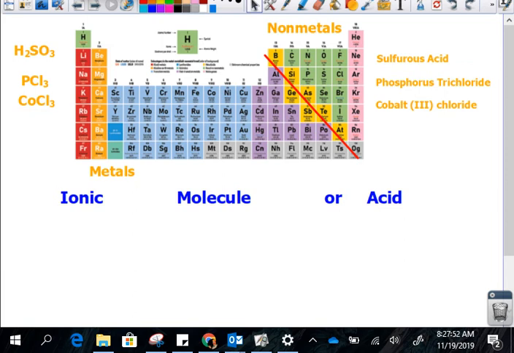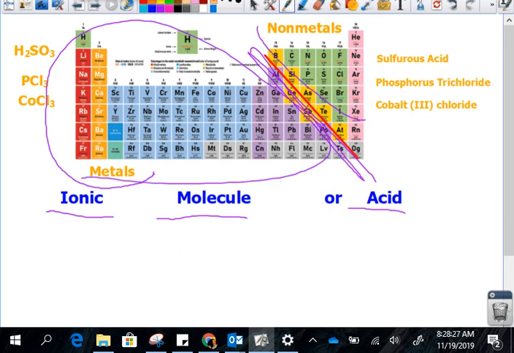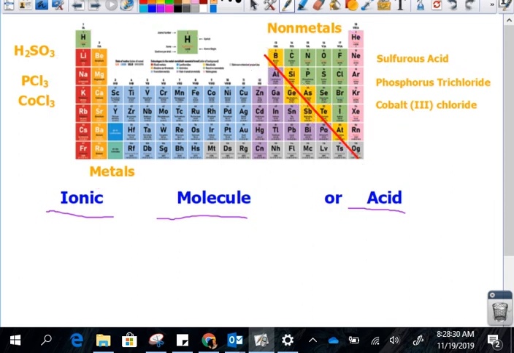Before we get into the answers, which are on the next page, we need to just remind ourselves that there are 3 categories for naming. There's ionic rules, molecule rules, and acid rules. And these 3 categories are defined by what sort of elements are in the combination of atoms. So remember, there's this dividing line that separates the 2 sides of the periodic table, the metal side and the non-metal side. It's separated by kind of a zigzaggy line right there.